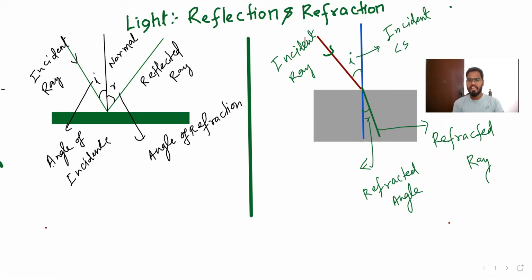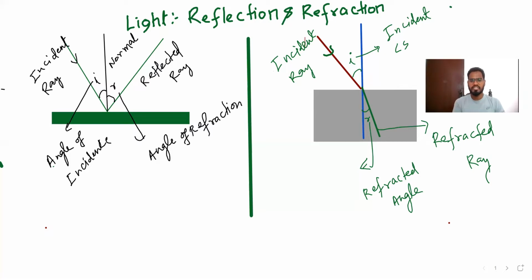When an incident ray hits, it is the phenomenon of bending of light, right? So a ray of light travels from one medium. Let's consider the first one. The top incident ray medium is air, and the second one, let's consider water. So it is bending towards the normal, right? It is bending towards the normal. Some of the cases will be there where it will be bending away from the normal, right?